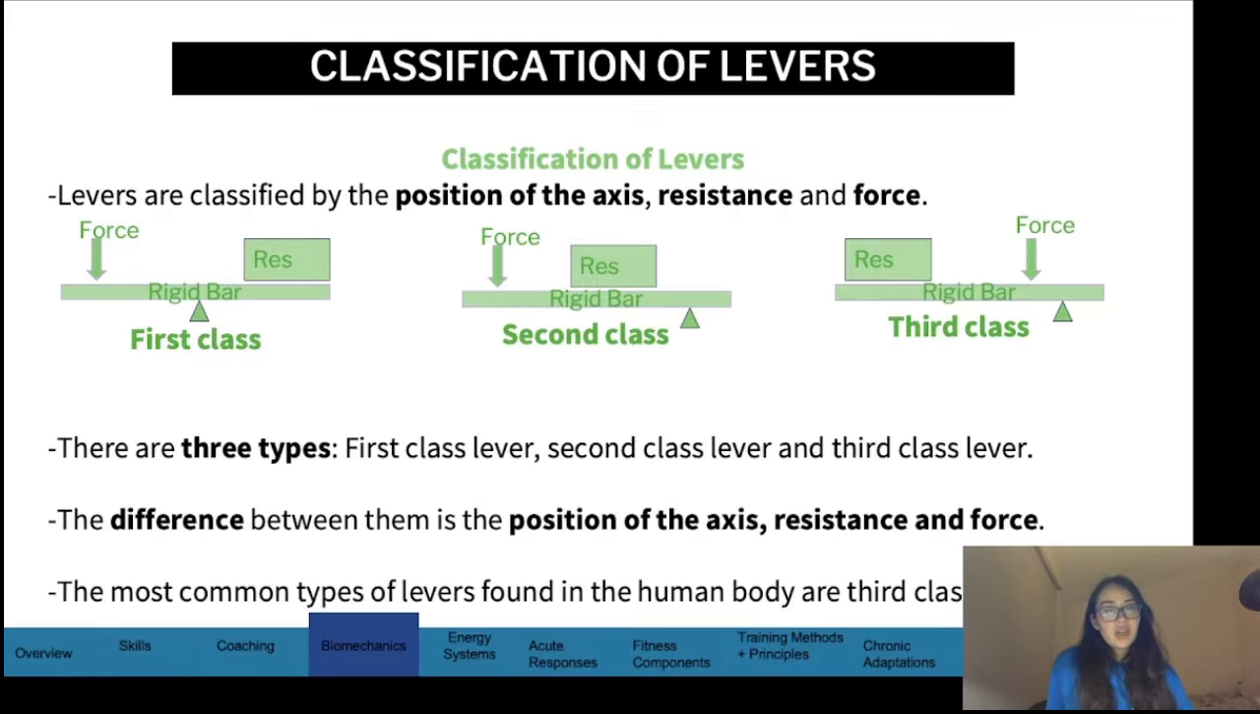As I mentioned, there are three types of levers: first, second, and third class levers. The difference between them is where the axis, resistance, and force are located. The most common type of lever found in the body is the third class lever. Anyway, you must remember these three levers, how they're arranged, and an example for each one.